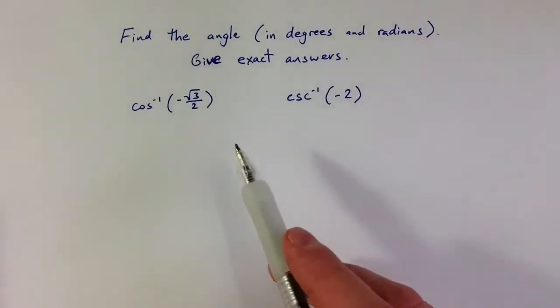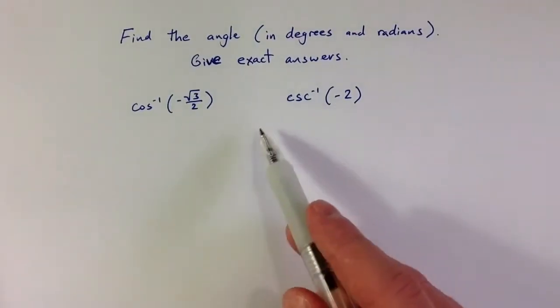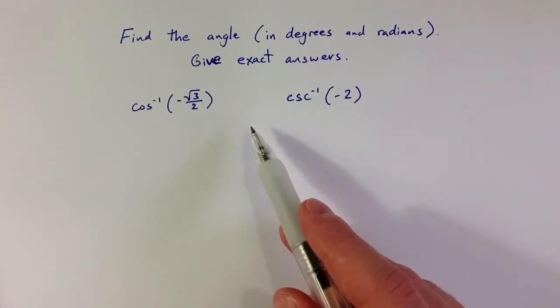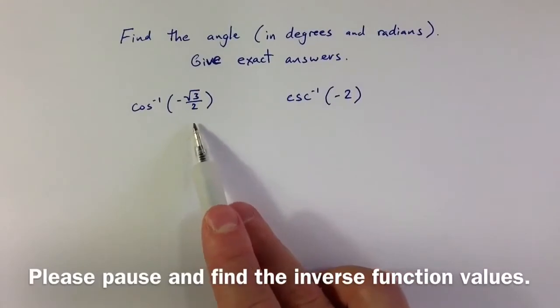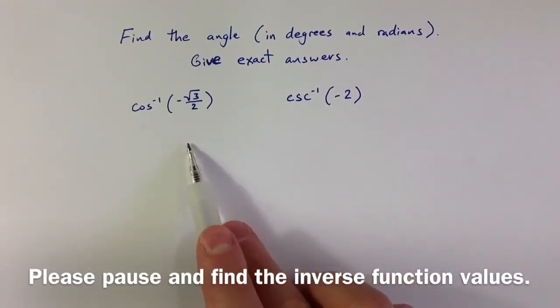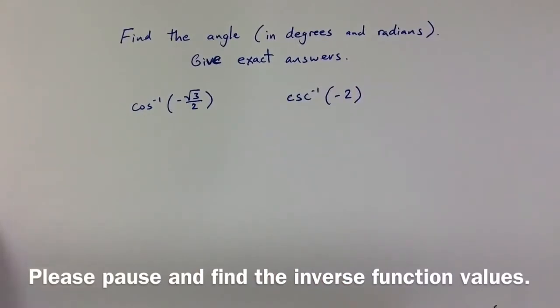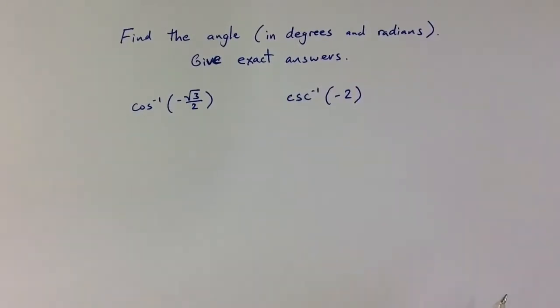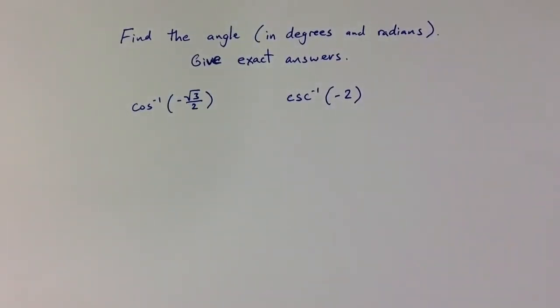So I'd like to take a look at a couple more examples of evaluating inverse trig functions, but before we look at these answers in the video, I encourage you to pause the video and take a few minutes and either using a calculator or using a unit circle diagram, try to find the angle, both in degrees and radians, that is the value of the inverse trig function as that's shown here. So I hope you took a few minutes to find each of these inverse trig function values. Let's take a look at what the answers should be.